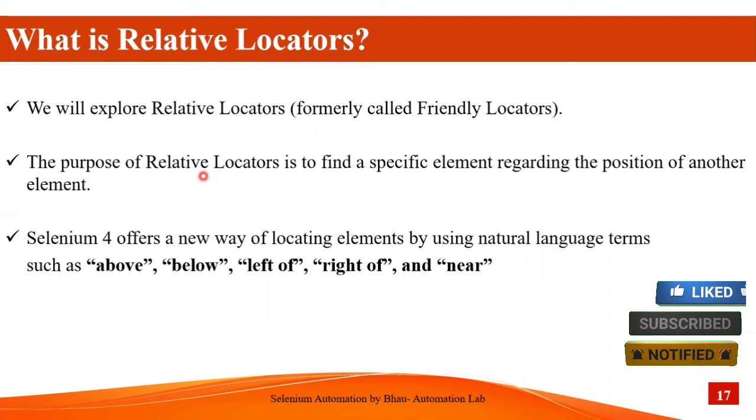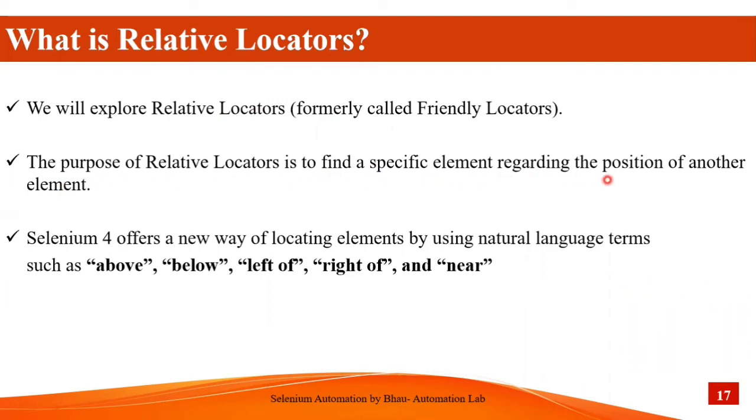The purpose of relative locators is to find a specific element relative to the position of another element. If we need to find a specific element, we can use the position of another element and find it through relative locators. Selenium 4 offers you a new way of locating elements by using natural language terms such as above, below, left of, right of, and near. So these are the additional locators provided in Selenium 4.